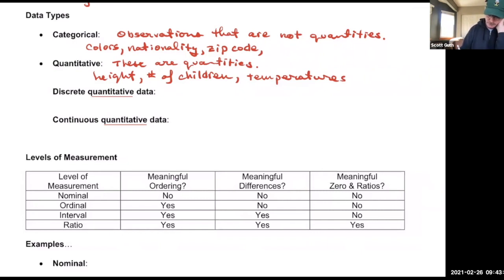So with discrete quantitative data, these are quantities that you can list. Let me see, what's the best way to say this? I'm going to say quantities that you can count. Okay, and in parentheses, I will say there are gaps between consecutive values.